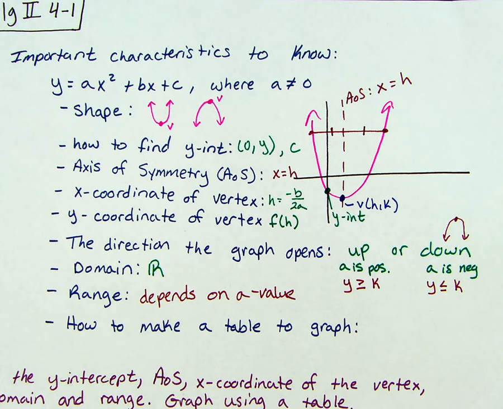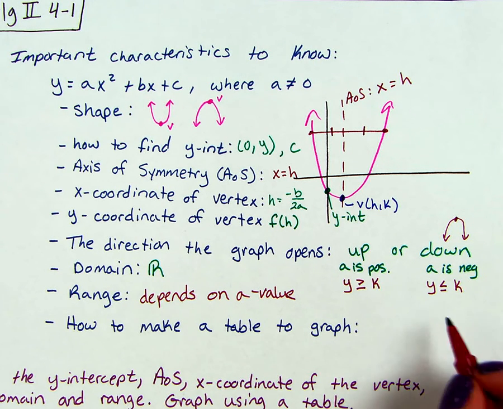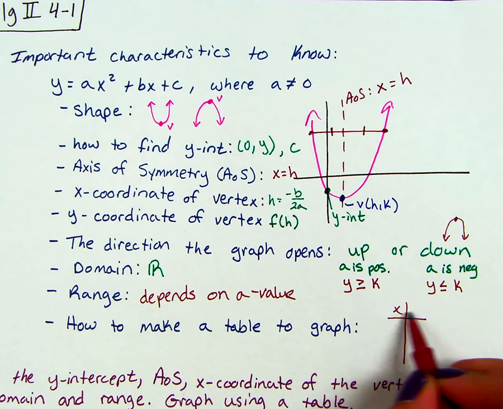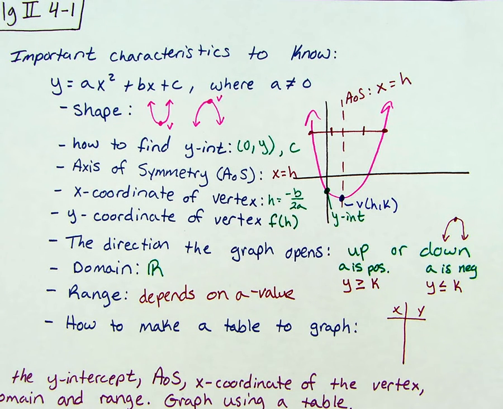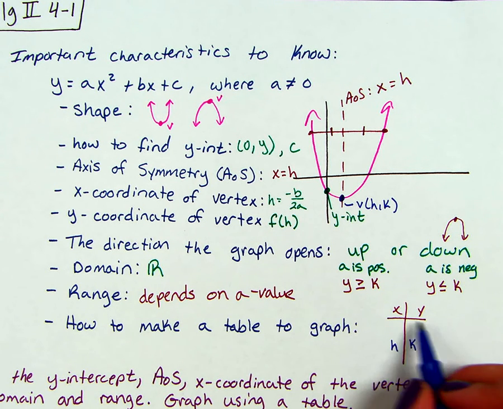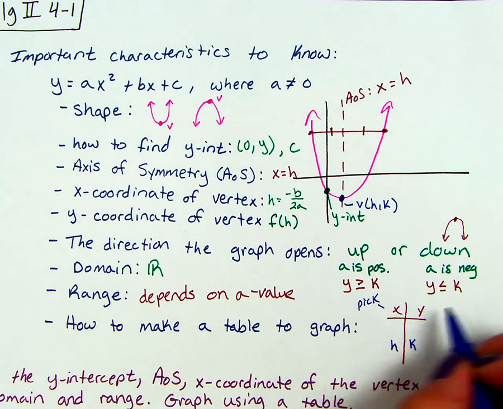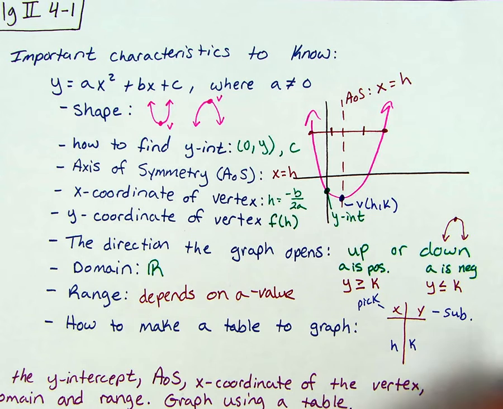And then how to make our table to graph. So again, when we are making our table, we would make our XY chart. We put our vertex in the middle, so that's our h and k. And then we're just picking points on either side of our h. Okay, so we pick the x, and then we substitute in to find y. And then whatever those numbers are, we're graphing those, and then making our U shape to connect them all.